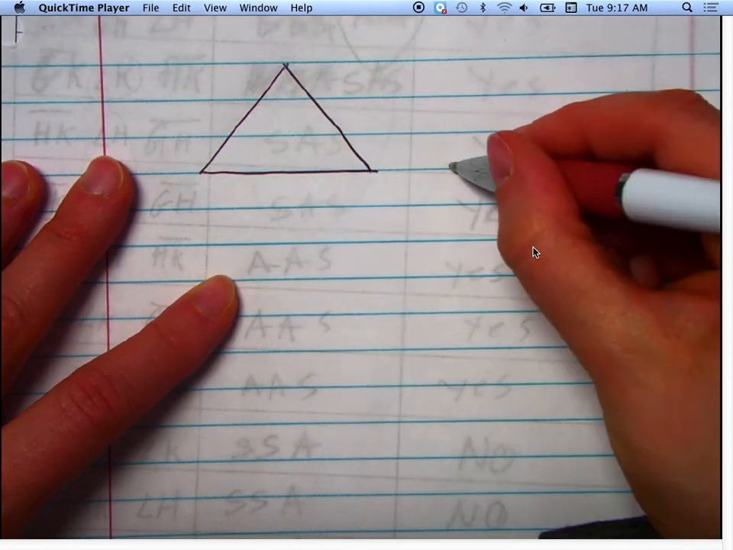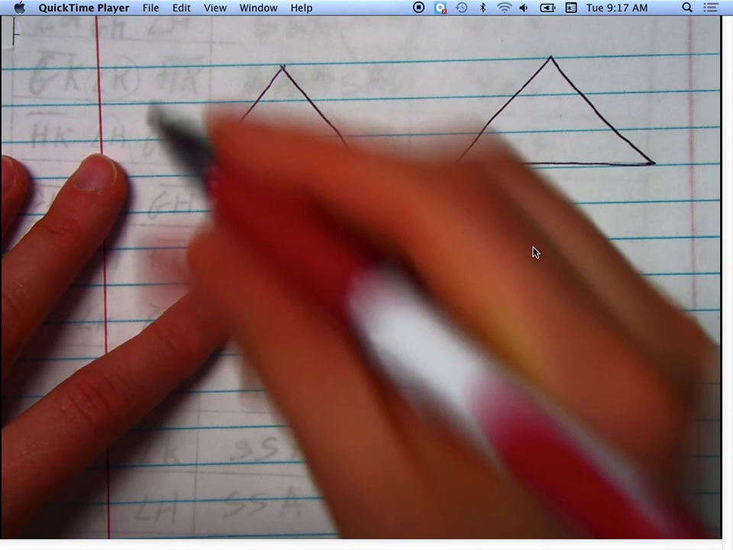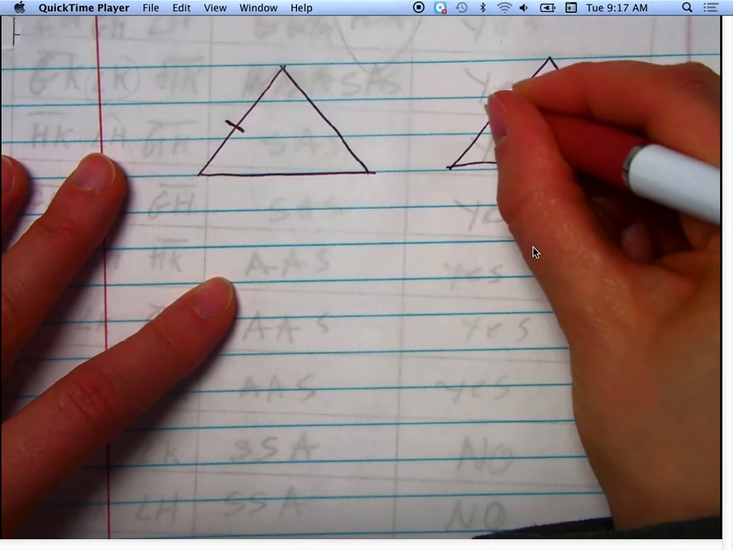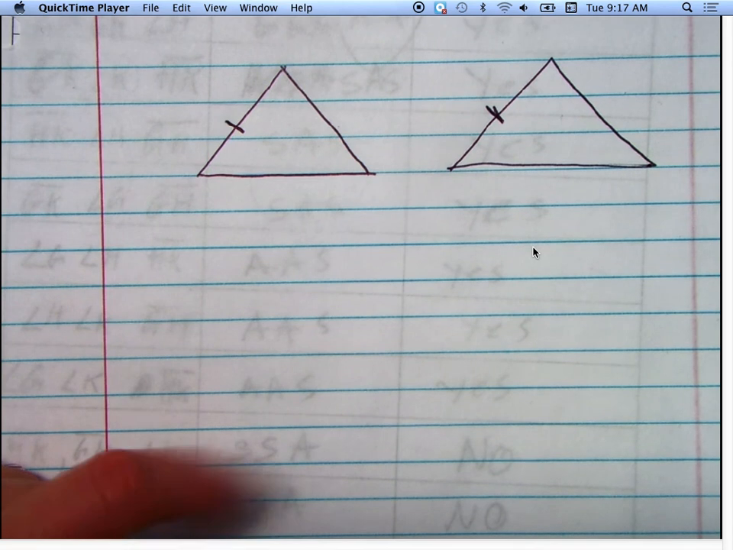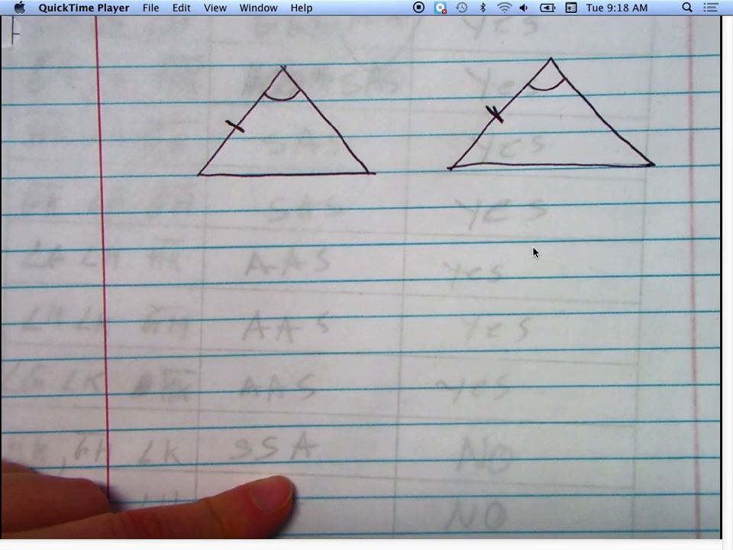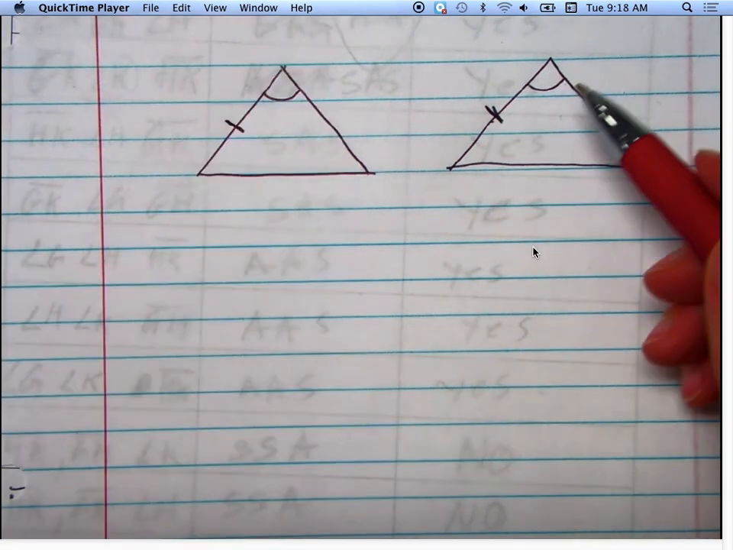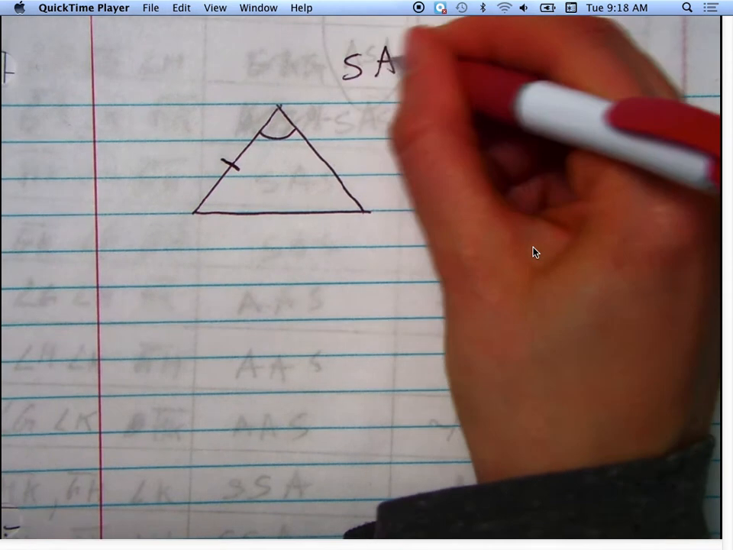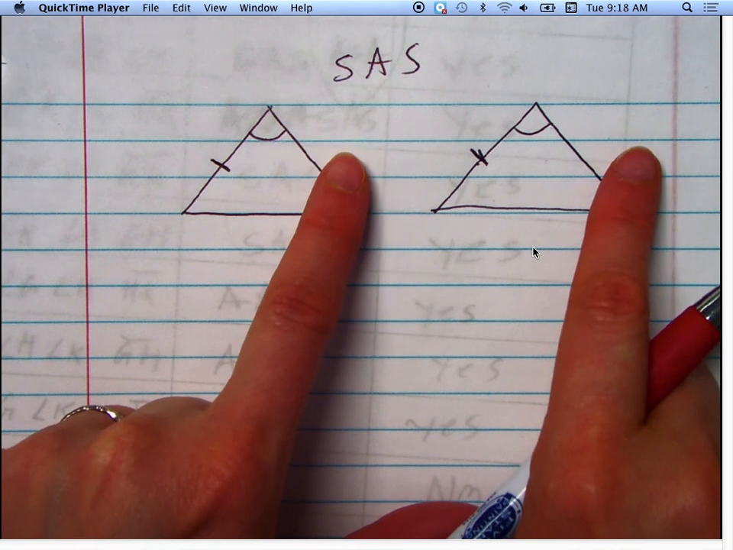So I'm just going to do two triangles. Now these little marks, when I put them like this, that means those two sides are congruent. Okay? When I put a mark like this, that means these two angles are congruent. All right, if I have a side and an angle, if I want to use side, angle, side, where does my next side go? Can I put it on the bottom, or does it have to be here on the right?